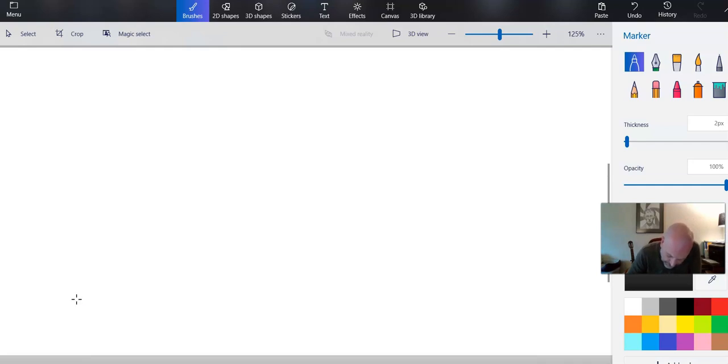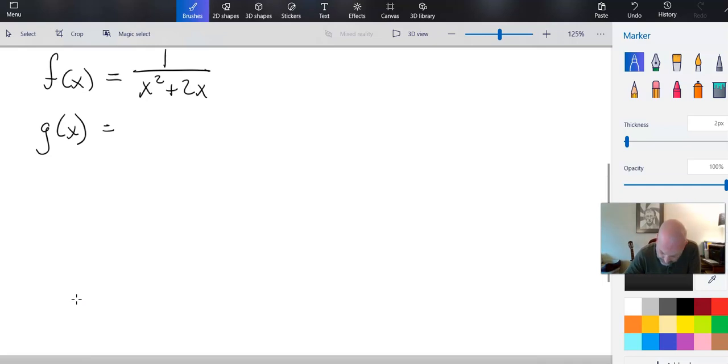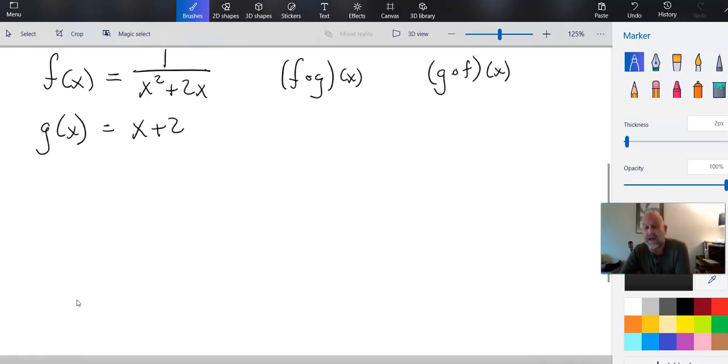Let's see here. How about f of x is equal to 1 over x squared plus 2x, and g of x is equal to x plus 2. So again, just like the last time, let's see if you can find the composition in both directions. So f composed with g and g composed with f. So go ahead and pause it here and see what you can find.